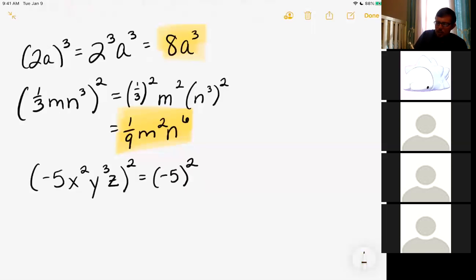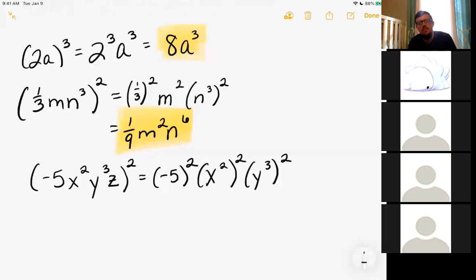Then I do x squared squared. The next thing in the problem is y cubed. So I do y cubed squared. And then the last thing is z, so I do z squared. Every single thing in the parentheses has to get squared.